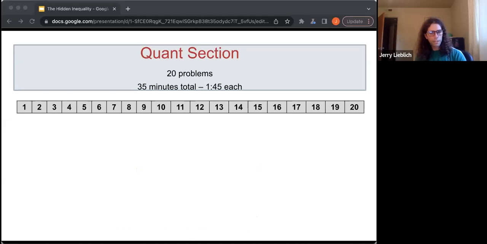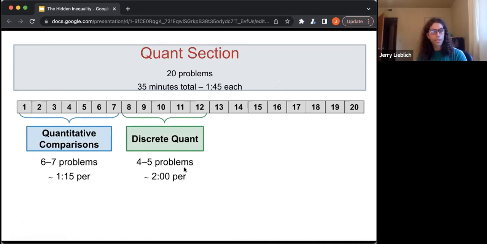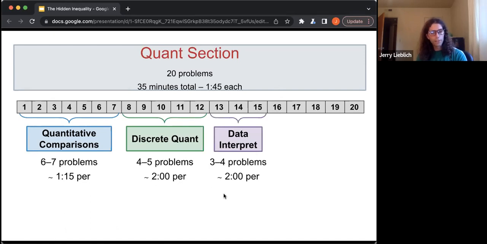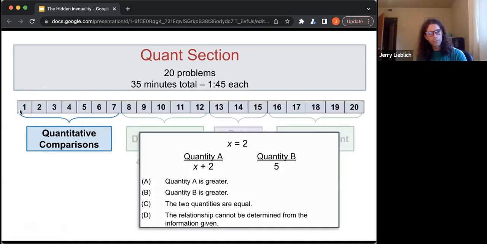So just to get us into here, a quant section has 20 problems in it, and you get 35 minutes. Those problems are all mixed up in terms of what they're about and how difficult they are. But the one thing that is predictable is the format of the question. The first batch of questions you get are going to be quantitative comparison questions. That's what we're focusing on today. There's then discrete quant, which is your standard multiple choice stuff, data interpretation, where they give you a graph and ask you about it, and then more standard multiple choice stuff. So for today, we're just going to focus on this first batch of questions called quantitative comparison.